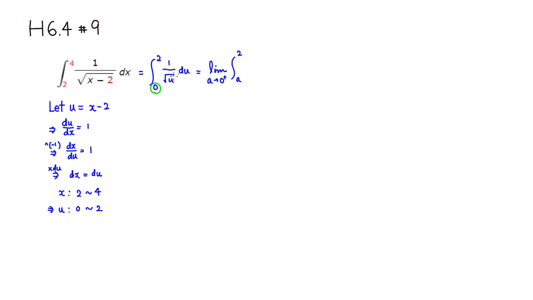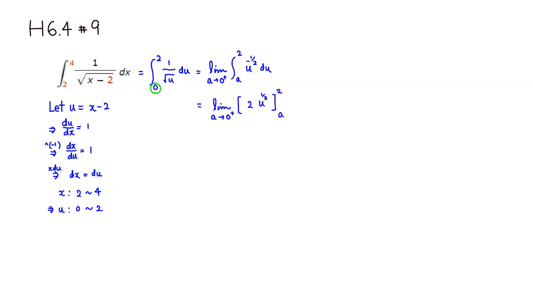And I don't like a fraction, so I'm going to write it as u to the negative power, since u is sitting on the bottom. Square root is equivalent to the 1/2 power, so it's going to be u to the negative 1/2 power with respect to u. Let's evaluate. So we still have the limit as a approaches 0 from the positive side. Let's look at the antiderivative. Add 1 to the power, so it's going to be positive 1/2. Dividing by 1/2 is equivalent to multiplying by 2. And then you're going from a to 2.